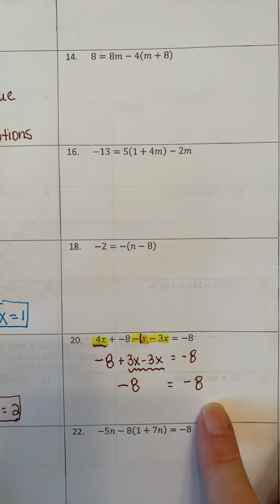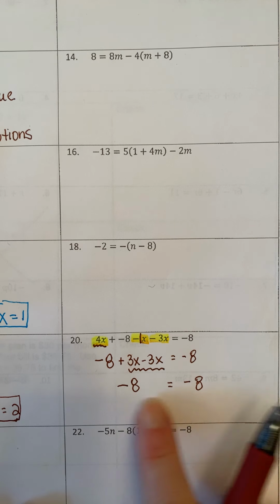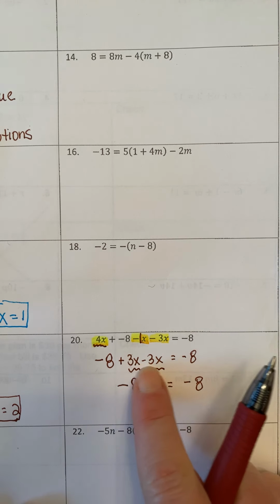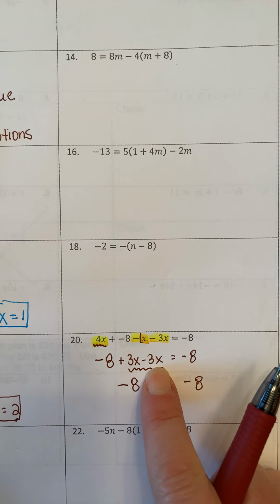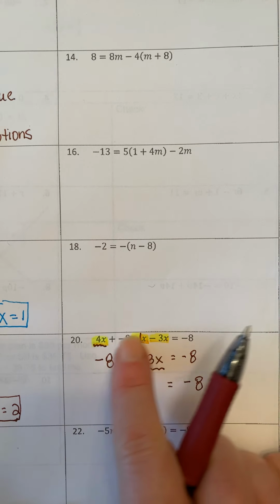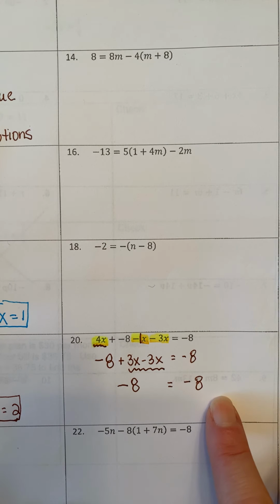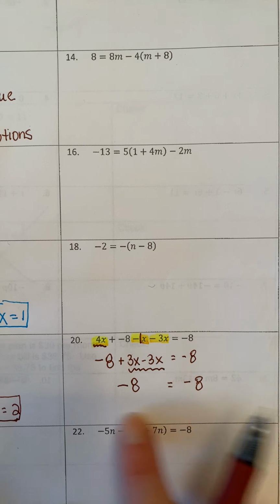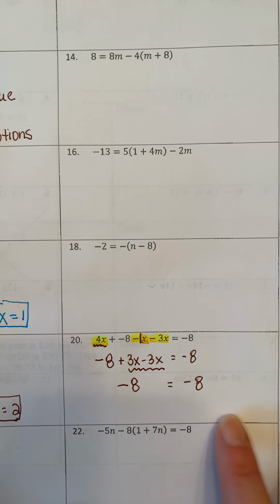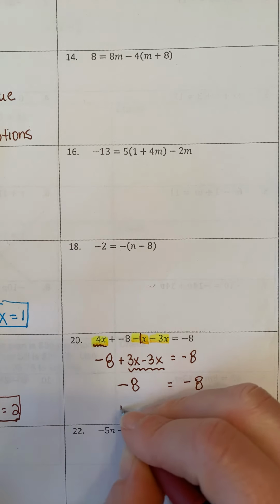So up above, when we started the notes, we said what that meant is it wouldn't matter what I put in for x, because these x's are going to end up canceling out. I can put any number in for x, and I would get this statement, which is a true statement. So what that means is x can be anything. And so I'm going to write here, my conclusion is there are an infinite number of solutions for x.